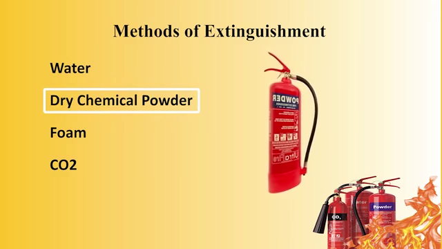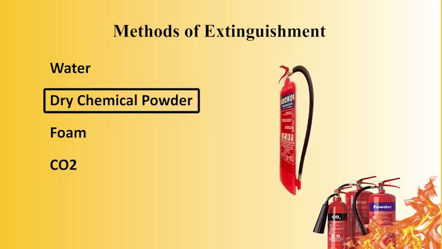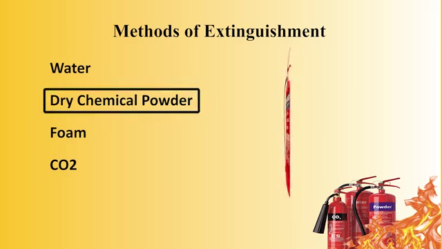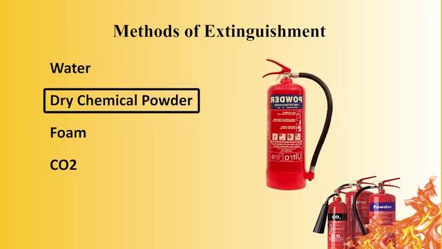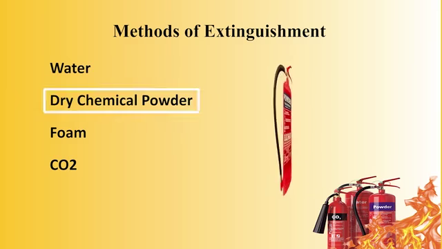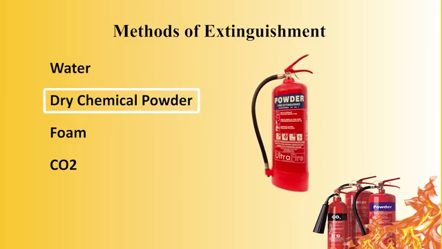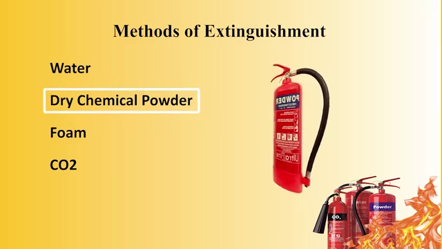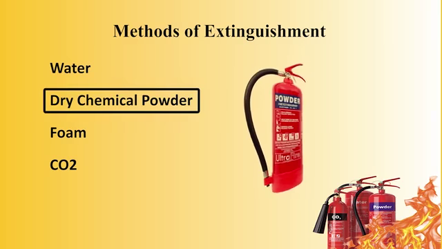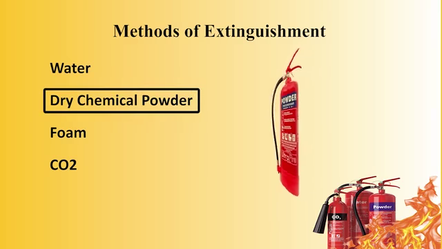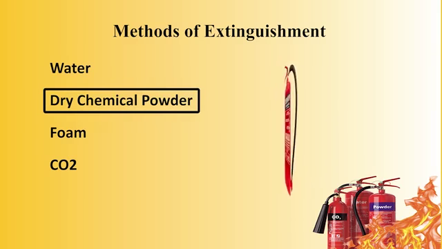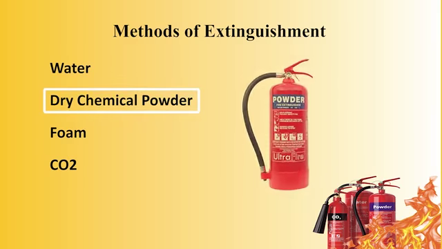Now, second one is dry chemical powder. It's a special type of powder that may be sodium-based dry chemical powder, potassium-based dry chemical powder, or monoammonium-based dry chemical powder, which is named as ABC powder. Another one is Monex dry chemical powder. So different types of dry chemical powders are there which can be used to extinguish fire.